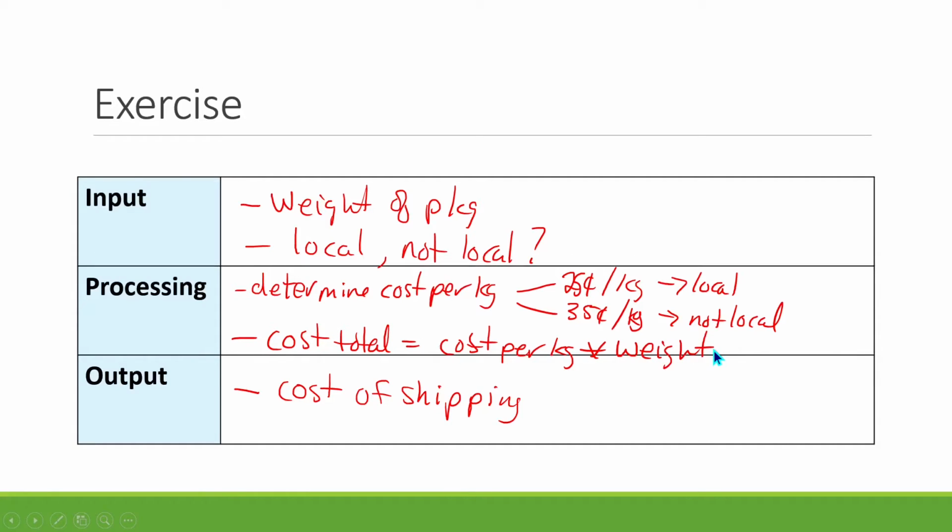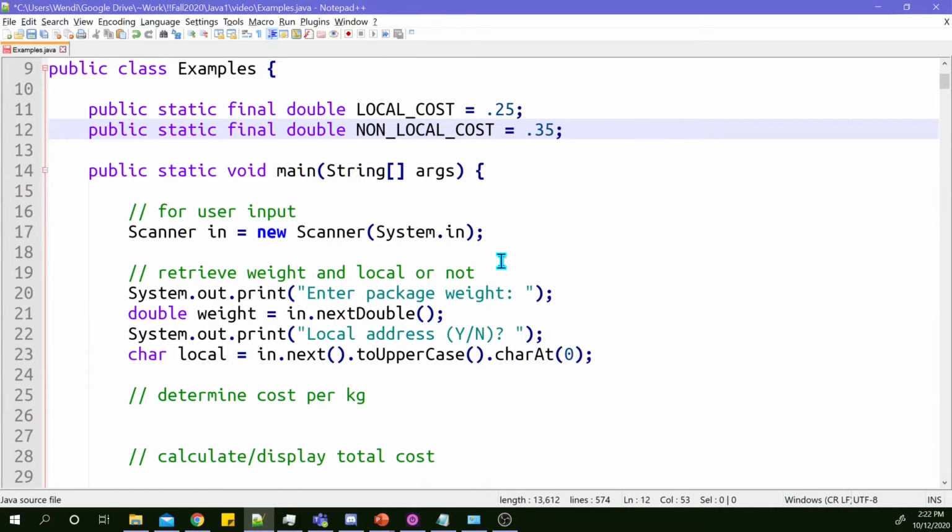Now that we have the IPO chart, we can write the program. So I've gone ahead and started the program. I've created two constants, one for the cost of shipping locally and one for the cost of shipping not local. I've gone ahead and created my scanner and I've asked the user for the weight, and I just asked, is it a local address, yes or no? And that way I'm just going to grab a char local as either an uppercase Y or anything else. I'll assume if it's not an uppercase Y, they mean no. It just makes my life and yours a lot easier.